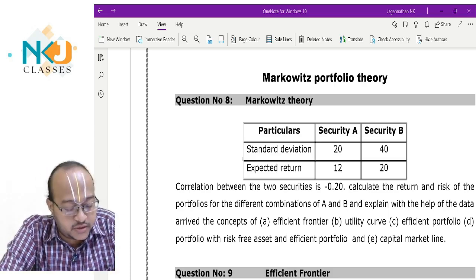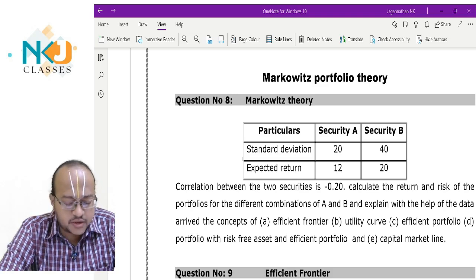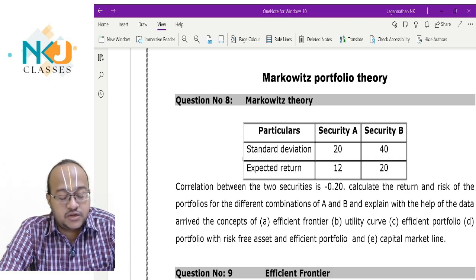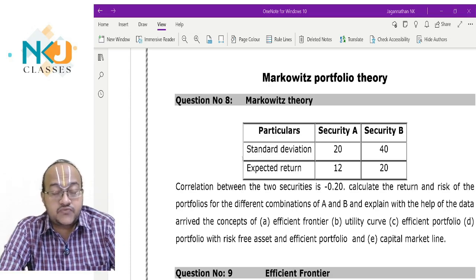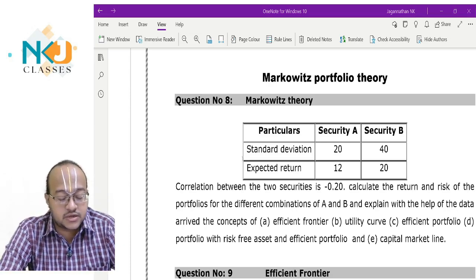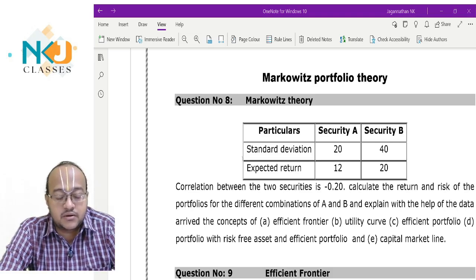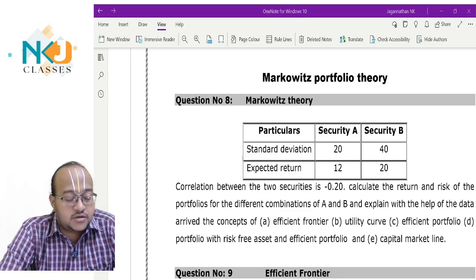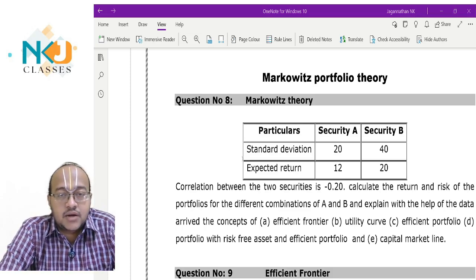Take question number 8 for discussion. See, particulars: security A, security B. Standard deviation is 20 for security A, expected return is 12 for security A. Come to security B. For security B, standard deviation, the risk of the individual security, is 40, and expected return or mean return is 20. Correlation between these two securities is -0.2, correct?